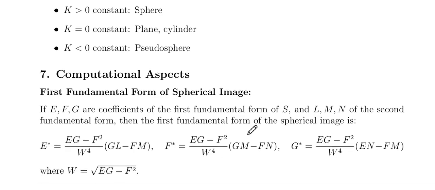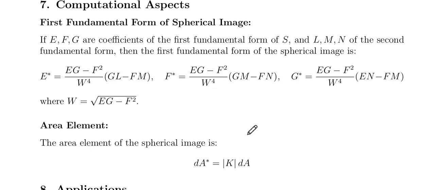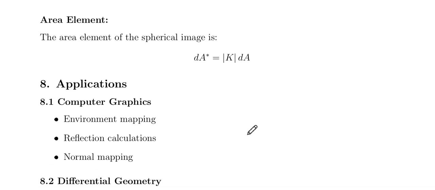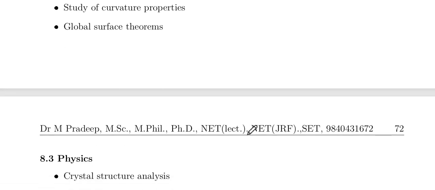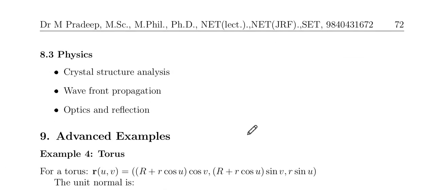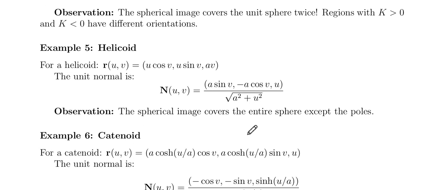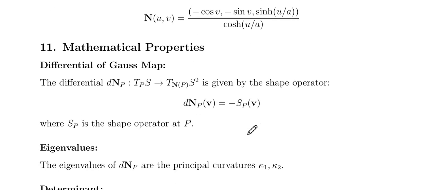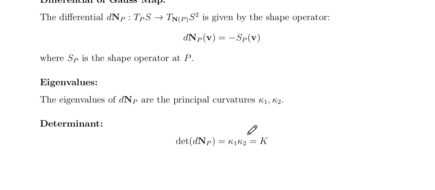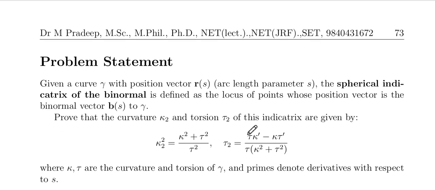and this is the formula for the first fundamental form of the spherical image. Okay, yes, or leave it to the application. So another example, helicoid and catenoid. So what are the mathematical properties now? This is called the mathematical properties, and this is a small problem.